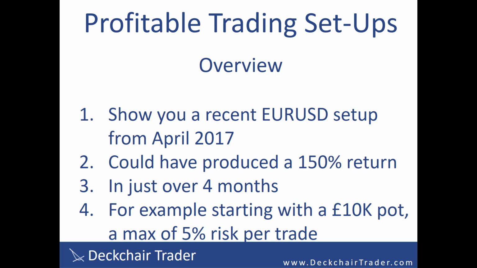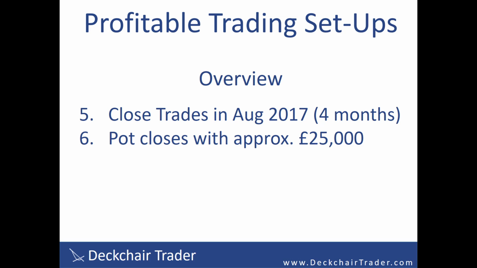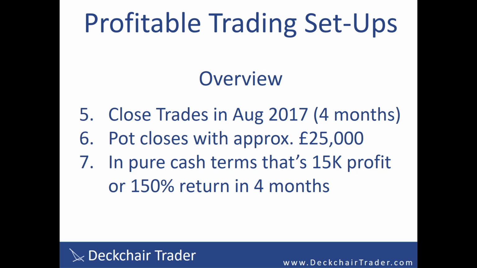So for example, if we started with our 10k pot, so we had a 10k account, I'm using pounds here, but it could be any currency, at a maximum of 5% risk per trade, which is quite aggressive. And we closed the trades out in August 2017 after just over 4 months. We look at the account, we find that it's closing at 25,000. In pure cash terms, that's a 15k profit or 150% return in just over 4 months.